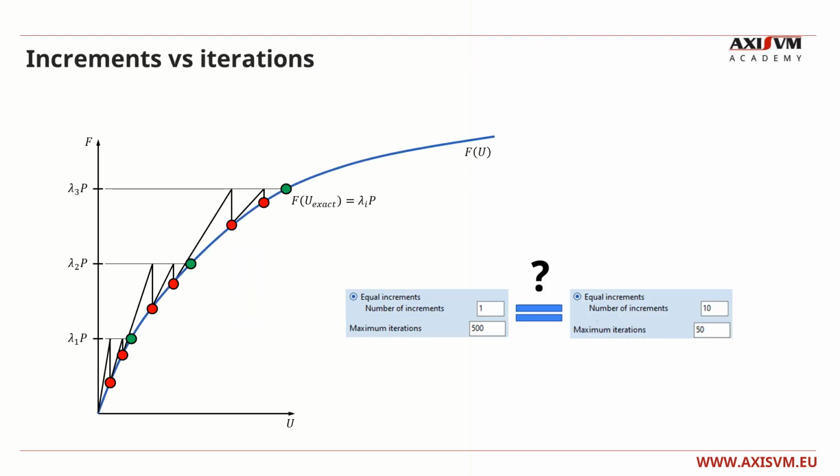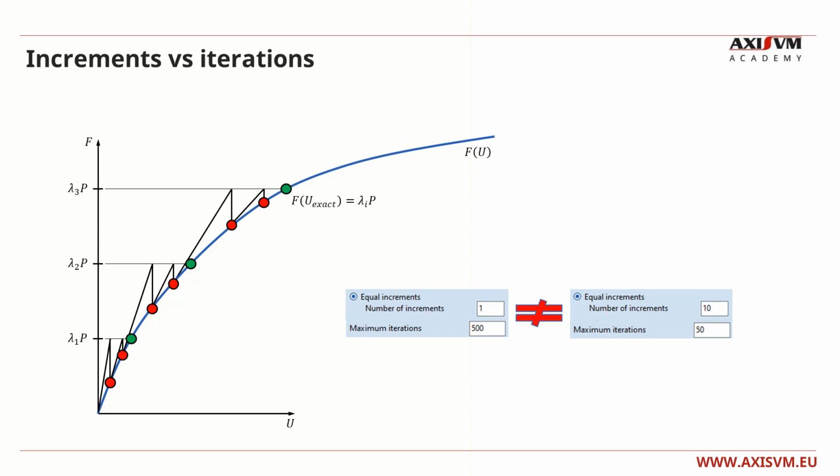Now I would like to speak about the role of increments and iterations. Recalling the picture for the single degree of freedom case, it seems that the increments and iterations play a similar role. It seems that one increment with 500 iterations is more or less the same as 10 increments with 15 iterations. But taking a detailed view, we can see the difference.